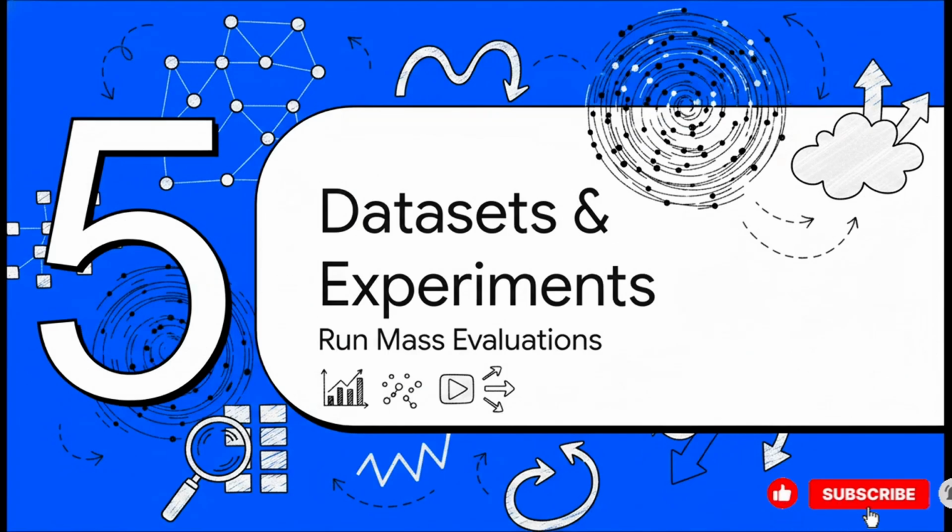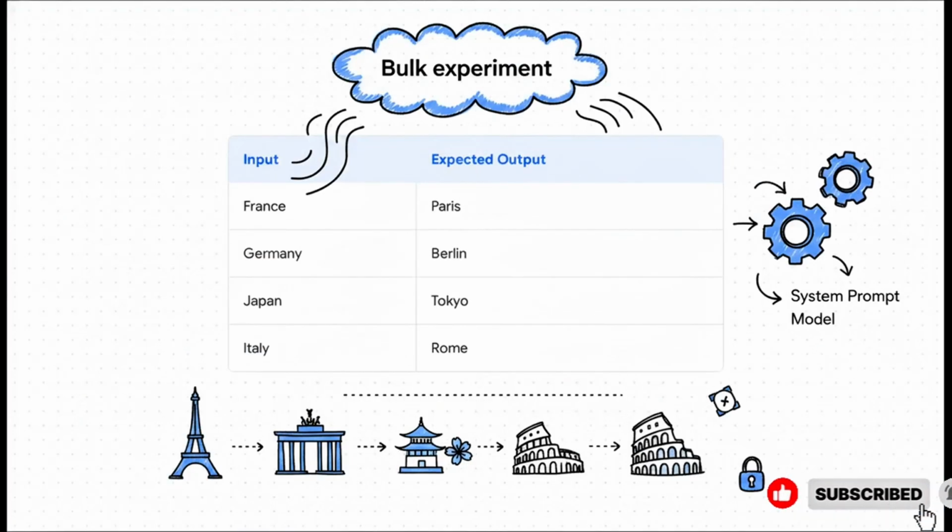Stepping back to look at the big picture, we hit part 5, datasets and experiments. It's time for running mass evaluations. So, moving beyond just single queries, we actually create a QA benchmark dataset natively in Langfuse to run bulk experiments. We populate our dataset with these rock-solid deterministic inputs and expected outputs. France mapping to Paris, Germany to Berlin, Japan to Tokyo, Italy to Rome. We do this for a very specific reason, to ensure that our experiment runs remain completely idempotent and repeatable.